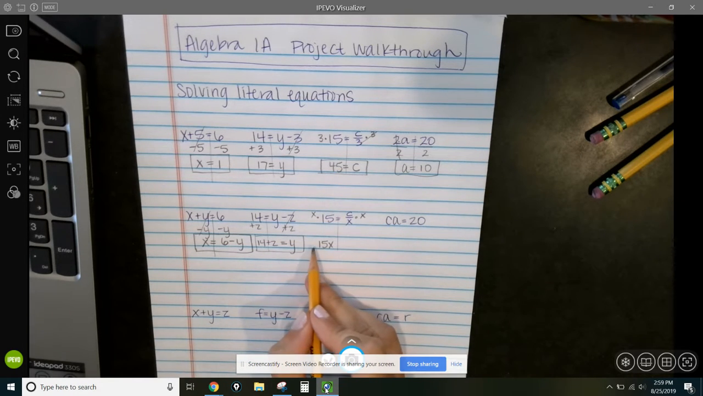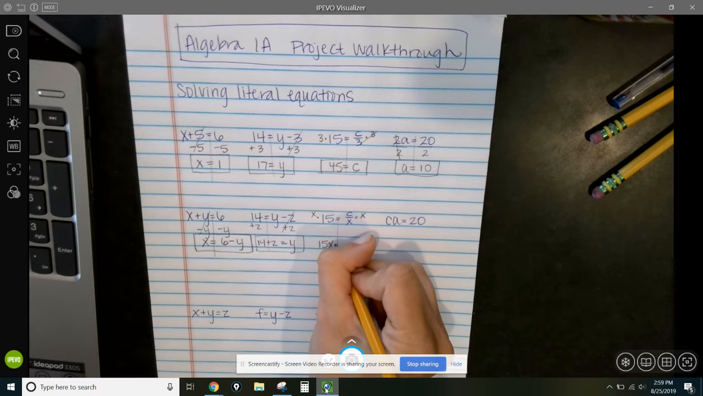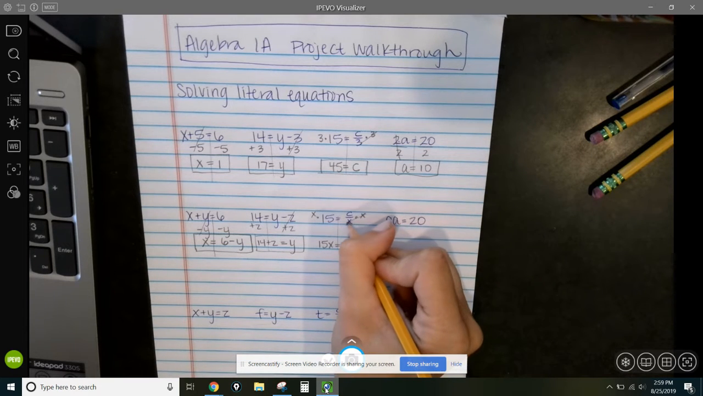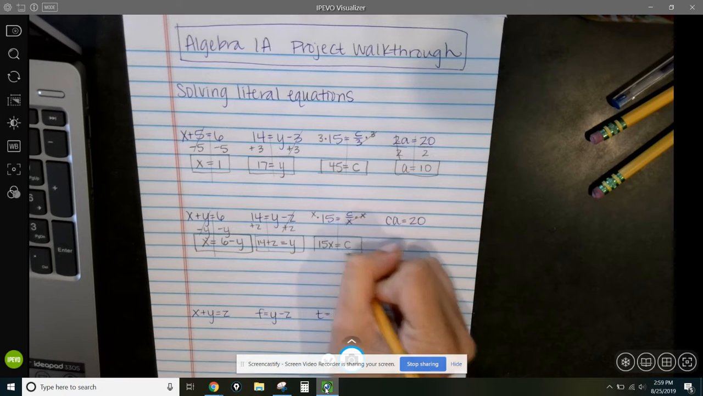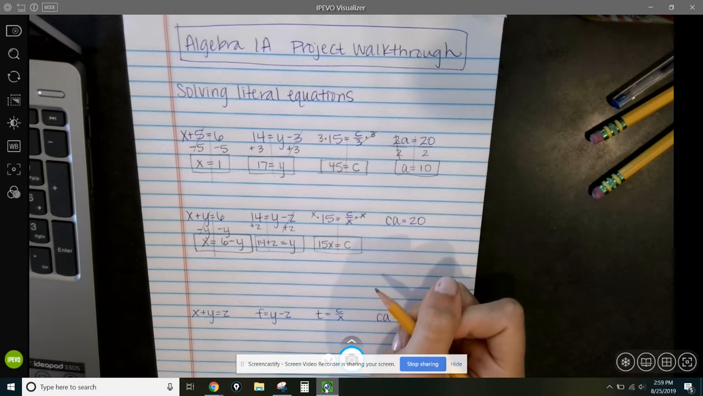Now you could write x 15, but this is the proper way to write it. We usually put the constant in front. So 15x. And on the right, my times x divided by x canceled out, and I just got c. So I isolated c, I got it by itself.